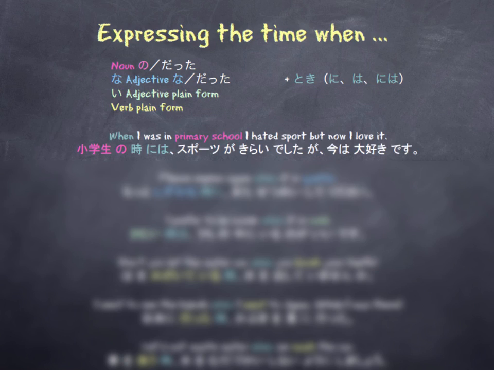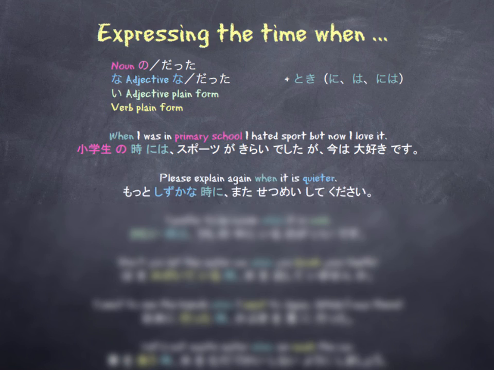Let's take a look at a few examples. When I was in primary school, I hated sport, but now I love it. 小学校の時にはスポーツが嫌いでしたが、今は大好きです。So we can see here that we have a noun and we've attached no, and then our phrase toki ni wa, when I was in primary school. And then we finish with the rest of our sentence.